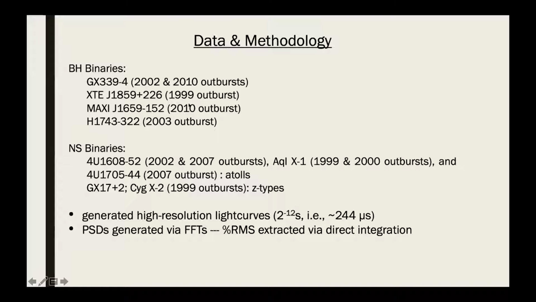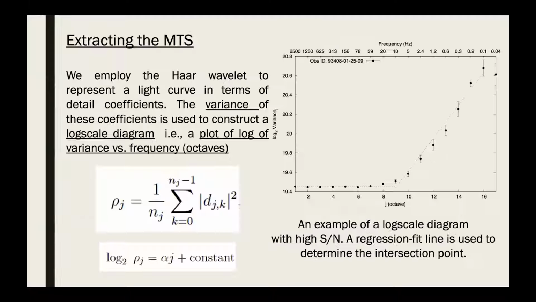Here you see the outbursts of the sources we analyzed. We use 2 outbursts for GX 339-4 and 1 outburst each for the other black hole sources, and 2 outbursts for each of these atolls, 4U 1608 and Aql X-1, and 1 outburst for each Z-type and 1 atoll. To extract this time scale, we initially generated high resolution light curves, and to extract the fractional RMS via direct integration of the PSDs, we used the Fourier transform.